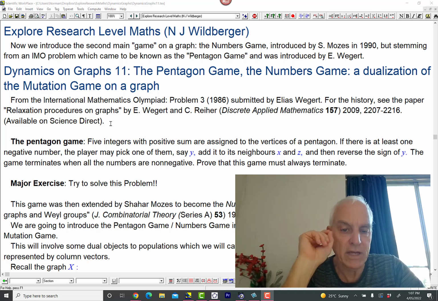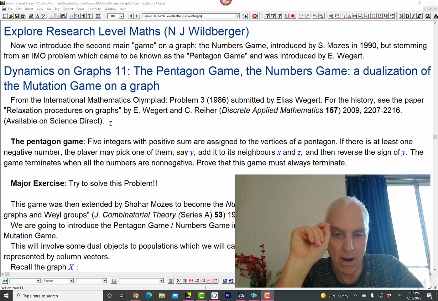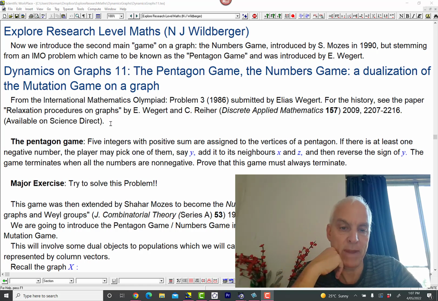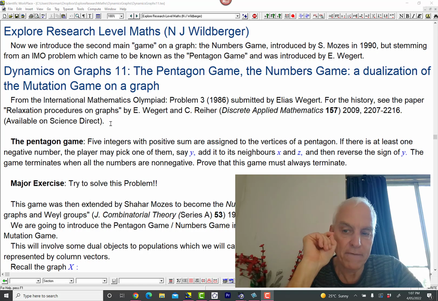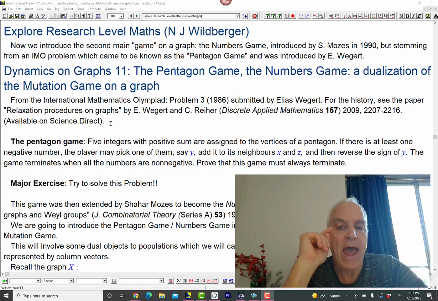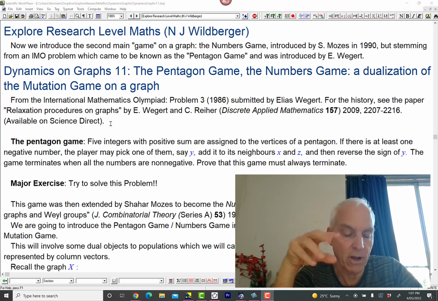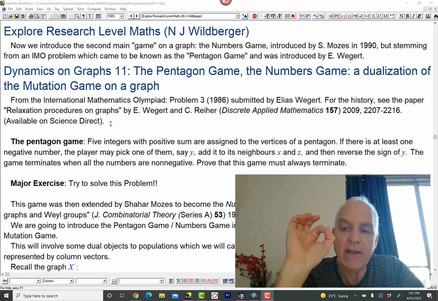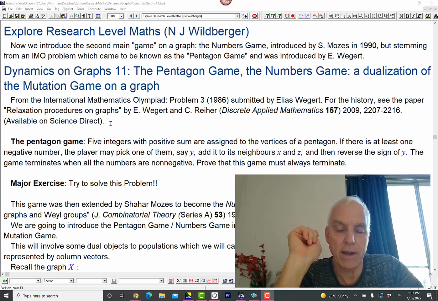So 5 integers with positive sum are assigned to the vertices of a pentagon. If there is at least one negative number, the player may pick one of them, say y, add it to its neighbors, x and z, because we're in a pentagon, so any vertex has exactly 2 neighbors, and then reverse the sign of y. Okay, so that's what you do.